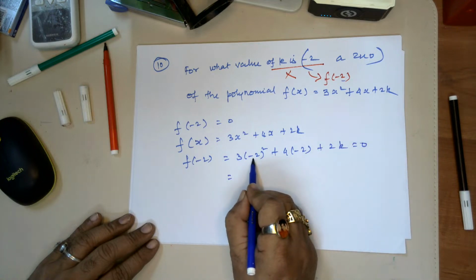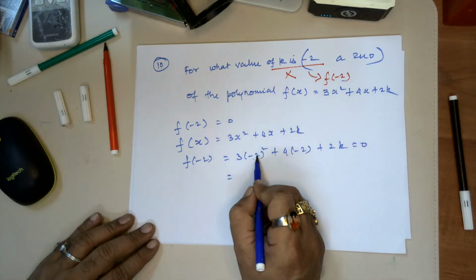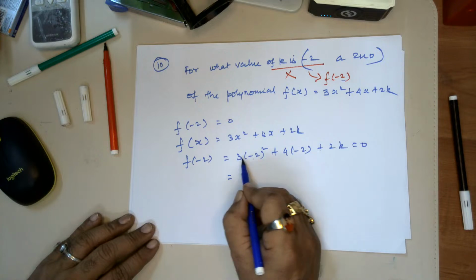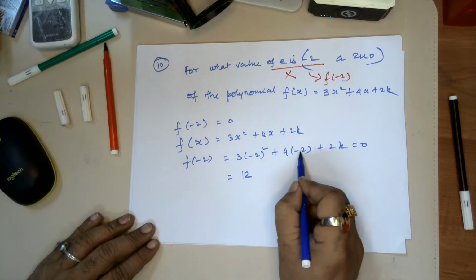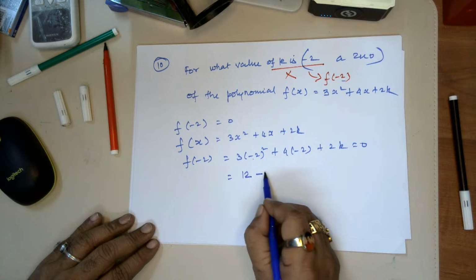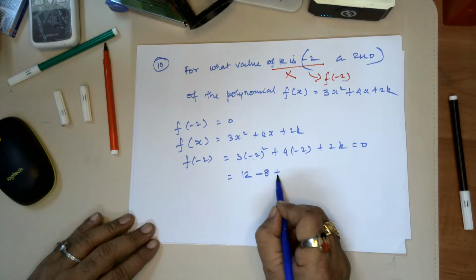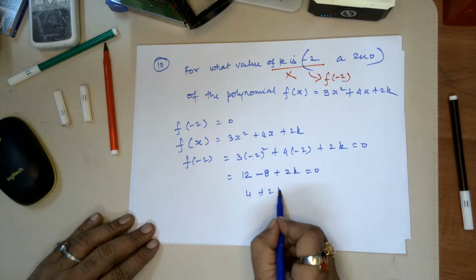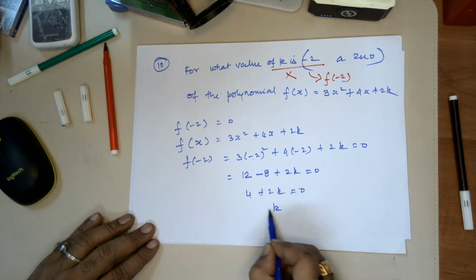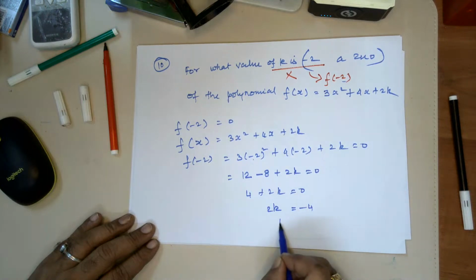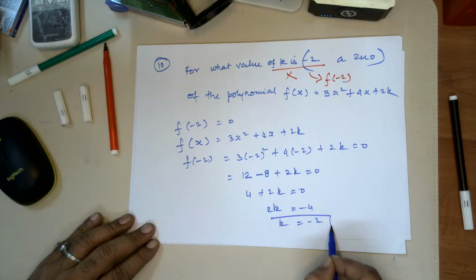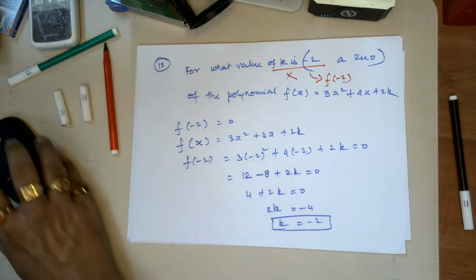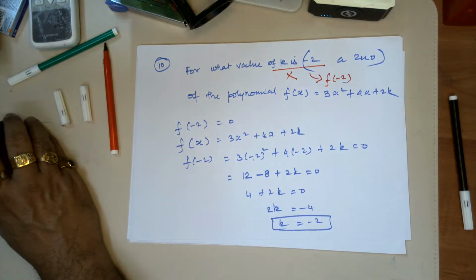So minus 2 the whole squared is equal to plus 4, into 3 is 12, plus 4 into minus 2 is minus 8. So plus 2k is equal to 0. So 4 plus 2k is equal to 0. So 2k is equal to minus 4. k is equal to minus 2. So this is the way you have to solve the problem.